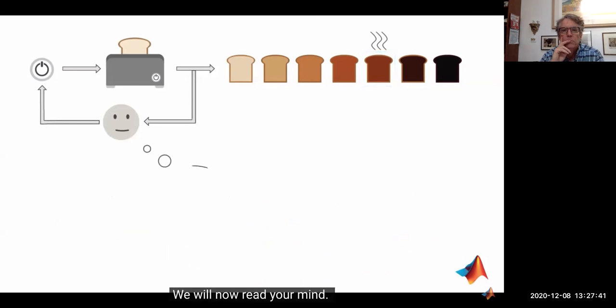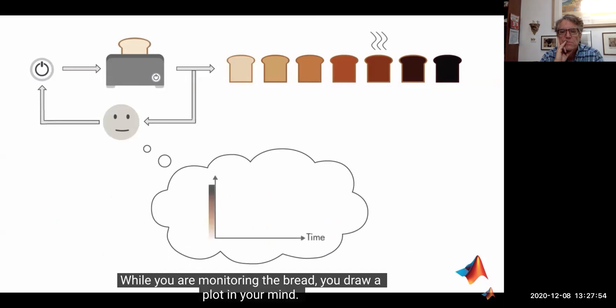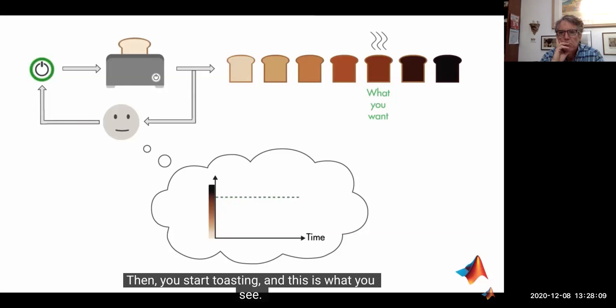We will now read your mind. Don't worry, it's not to hack your accounts or anything, but just to reveal the complete feedback control structure. While you are monitoring the bread, you draw a plot in your mind. On the y-axis, you have the bread color that you're watching, and on the x-axis, you have the time. This is what you want. Then you start toasting, and this is what you see.